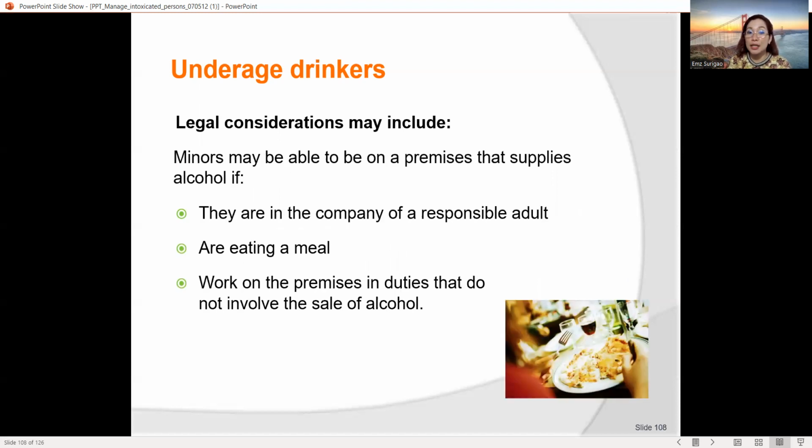Legal considerations may include that minors may be able to be on the premises if they are in the company of responsible adults, or work on the premises in duties that do not involve the sale of alcohol. So you need to consider that as well.